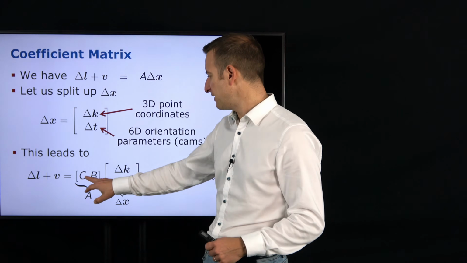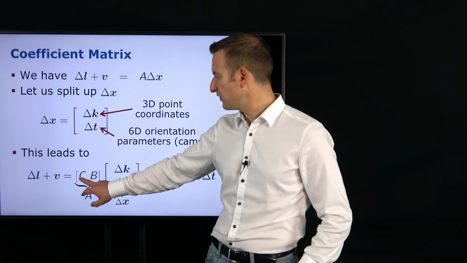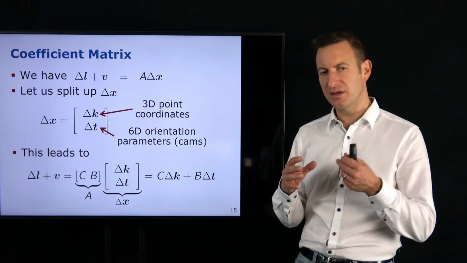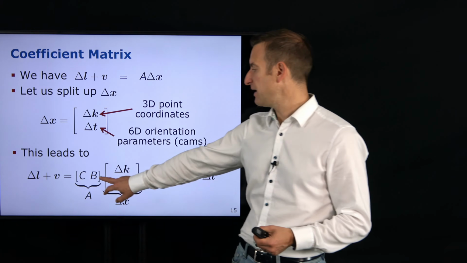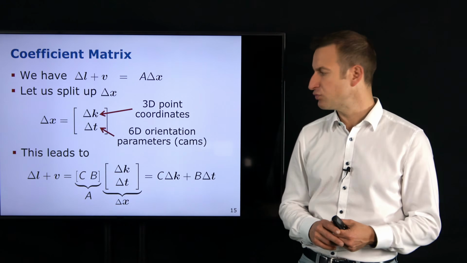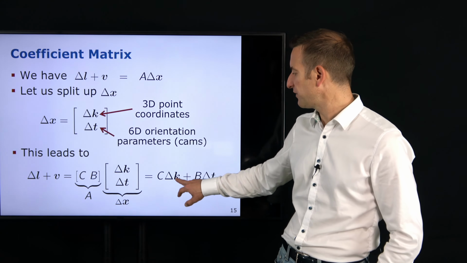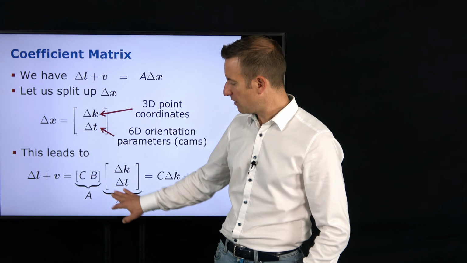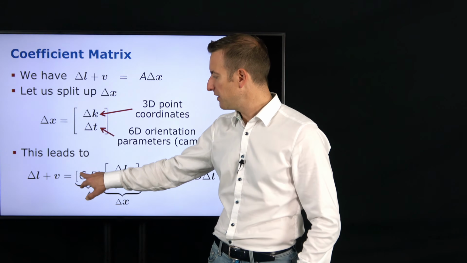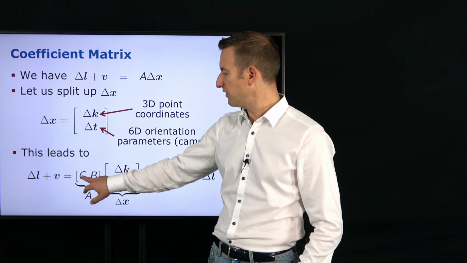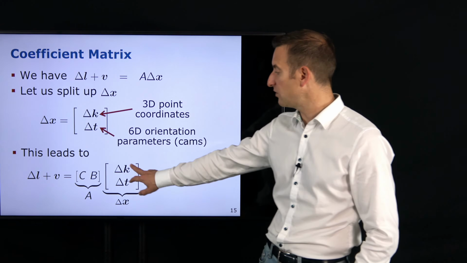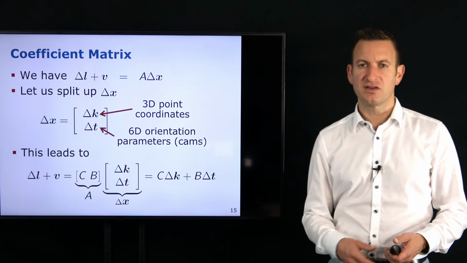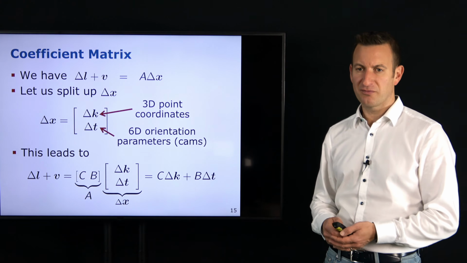If I then multiply this matrix with this vector, the matrix C will be multiplied with the delta k, the point parameters, and the matrix B will be multiplied with the orientation parameters, so that I have C times delta k plus B times delta t. This is just from the reordering of the vector. I can say matrix A consists of 2 parts, and they probably have a different structure because one is related to the 3D point coordinate parameters and the other one is related to the 6 degree of freedom orientation parameters of my camera.